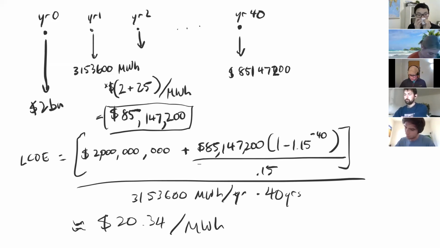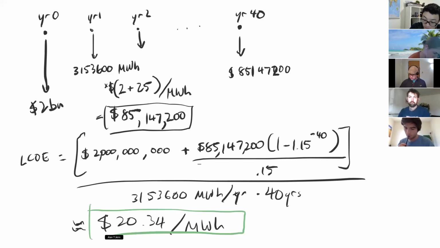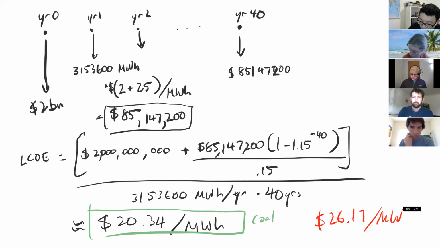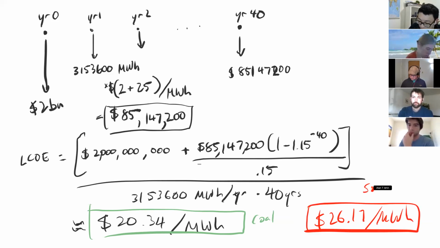Okay, so if I were to compare these two items, this is coal, and then you've got our number from before, 26.17 per megawatt hour. This is my solar value. So now I can, quote unquote, directly compare the difference between these really different systems in a standardized way.